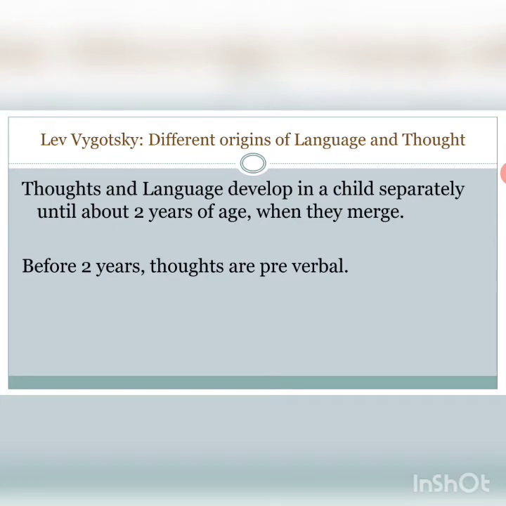Here we have another theorist, Lev Vygotsky. According to him, there are different origins of language and thought. In children, thought and language develop separately until about 2 years of age, and after that, language and thought merge. Before 2 years, thoughts are mostly pre-verbal.